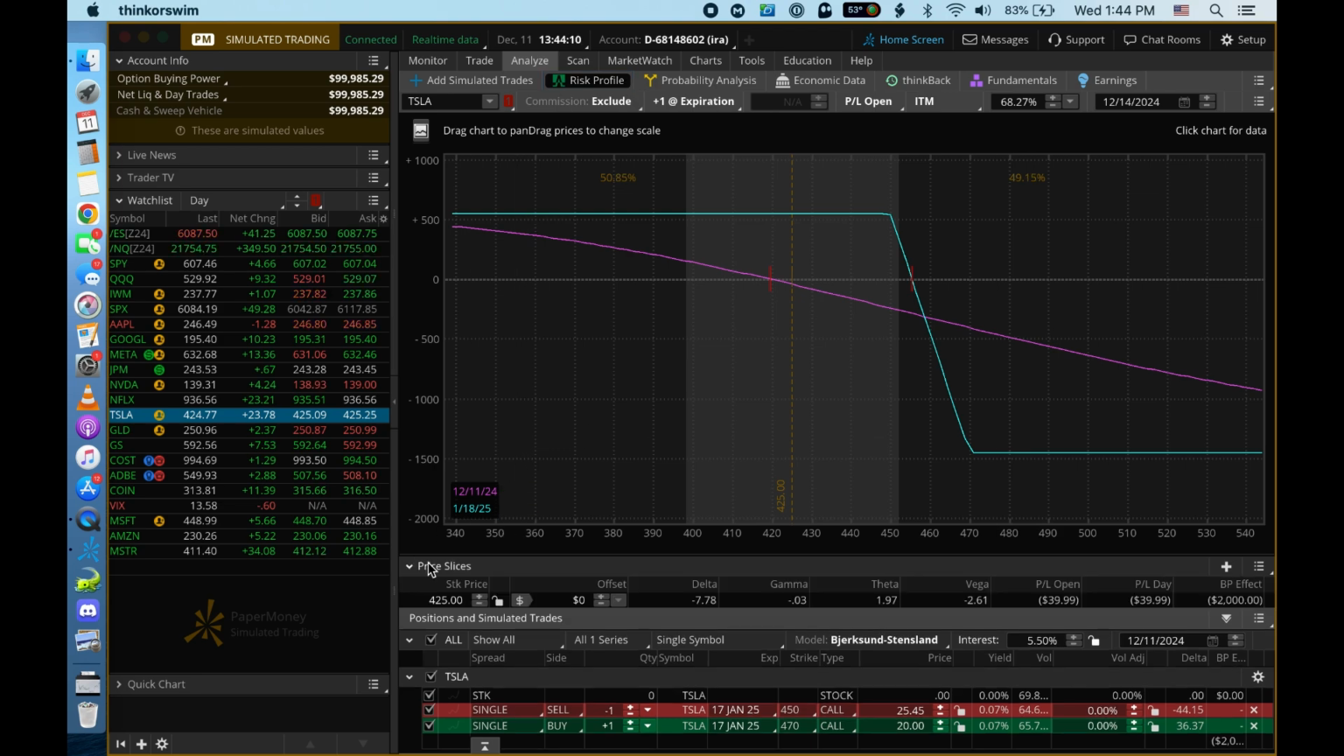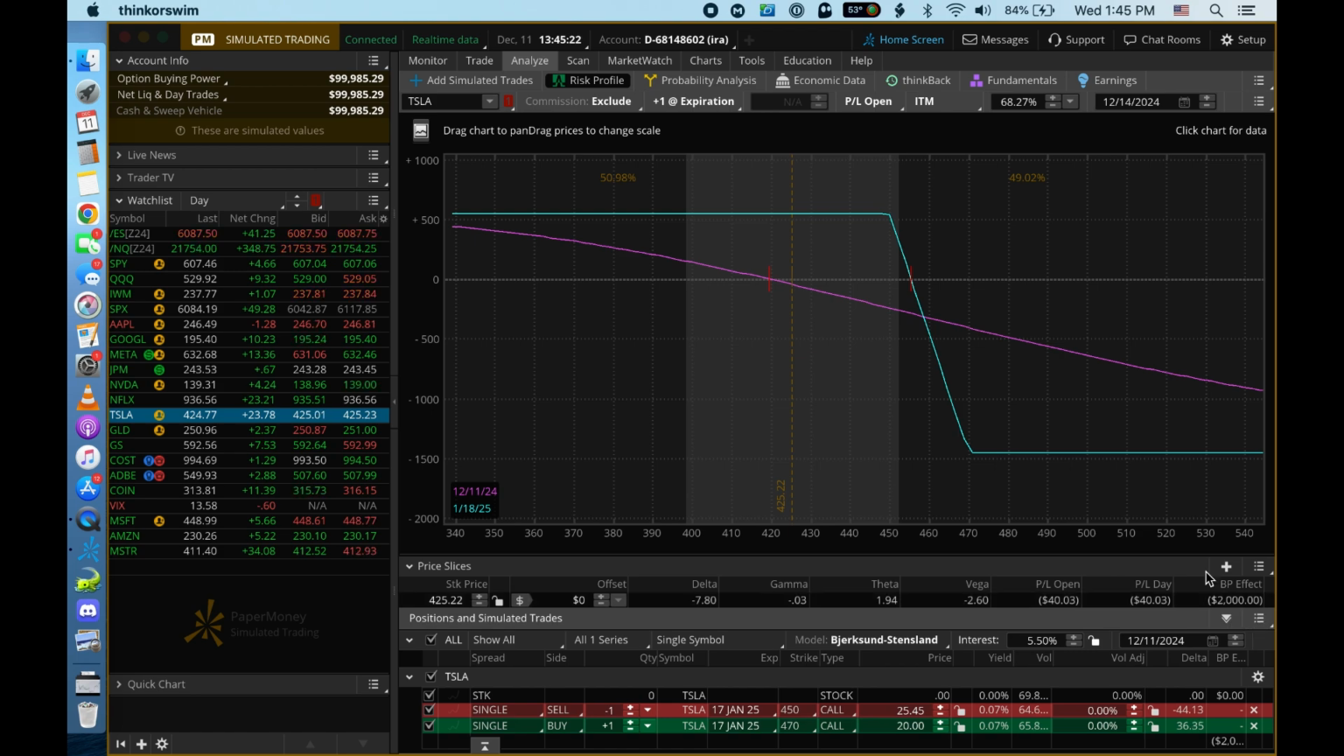So, if we take a look at this BP effect right here, that stands for buying power, and it requires $2,000 in order to open. All that means is you are still going to receive the credit in your account, but $2,000 is going to be frozen until you close the trade. So this number is simple. It's just the width of your spread times 100. So $20 times 100 is 2,000. And that's the number that the broker is going to hold.